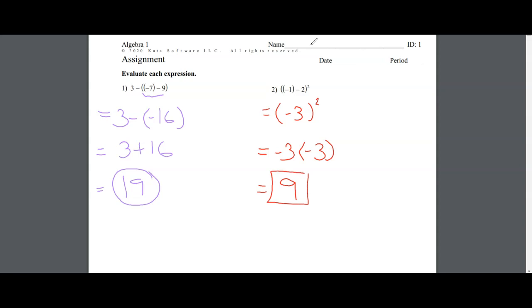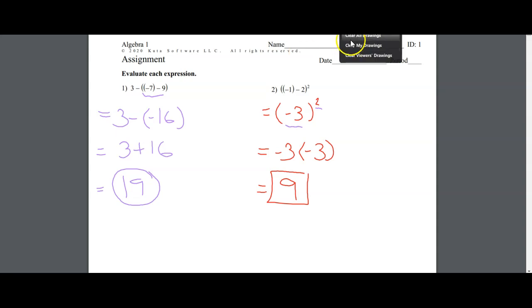A common mistake is for students to just multiply the base, which is here, by the exponent. So they may just get -6, or they may get 6. But again, the exponent means multiply the number by itself, or multiply the base by itself that number of times.